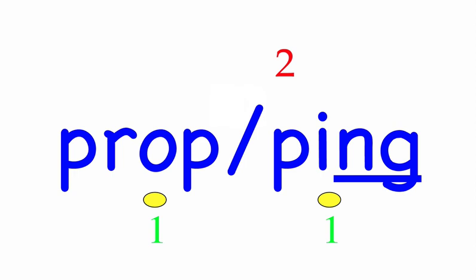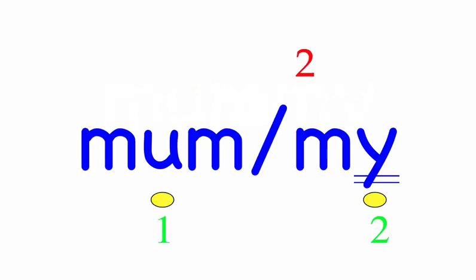Mummy. The mummy in the movie was very realistic. Mum, 3 sounds. M, u, m. Me, 2 sounds. M, e. Mummy. Mark the word.